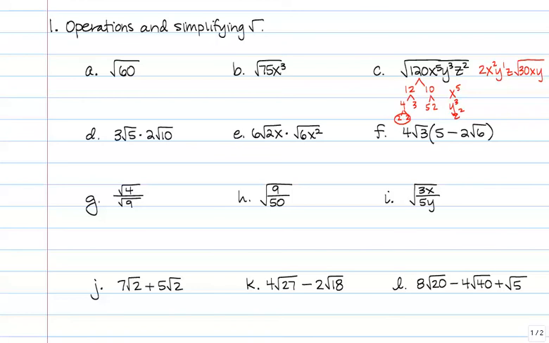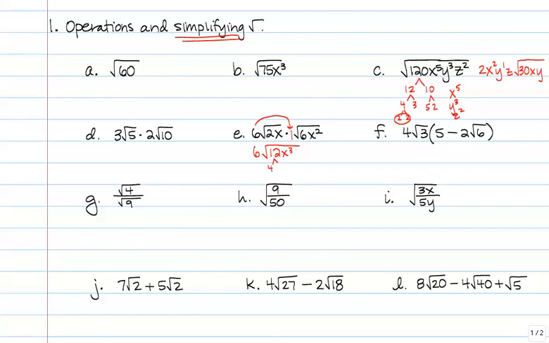Let's go to letter E. So letter E, in multiplying radicals, we multiply anything outside with anything outside. Now there's nothing there, so remember you can always put a 1. So 6 is my coefficient out front. And then the inside multiplies with the inside. So 2x times 6x squared makes 12x to the third. And now we need to simplify, because you always simplify.